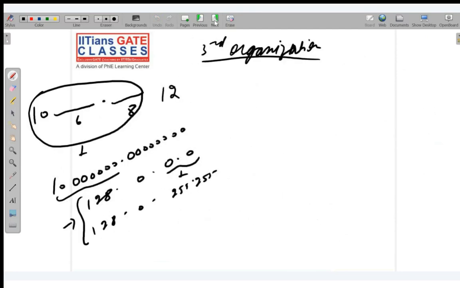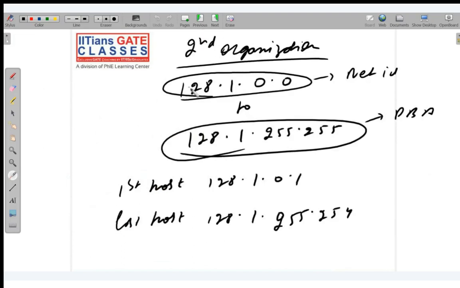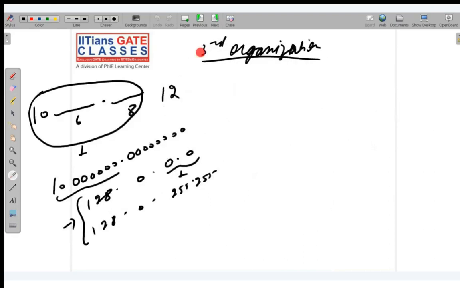Now try to visualize the second organization. What will you do? Where will you put 1? Here. See, forget about these two. Just consider that 14 bits are there, from 14 zeros to 14 ones. 14 zeros are over, now you will put 1 here. The moment you put 1 here, you get decimal equivalent 1, and here only 128. So for the second organization, 128.1.0.0 to this. Now, what about the third organization?